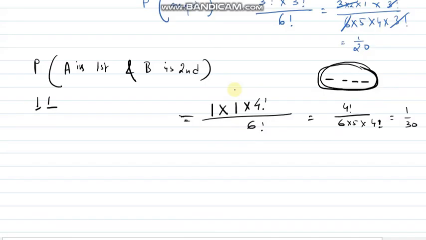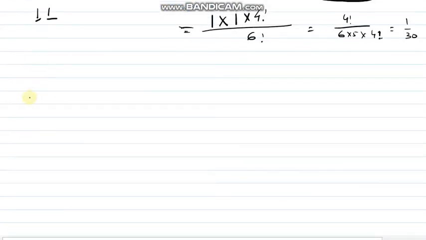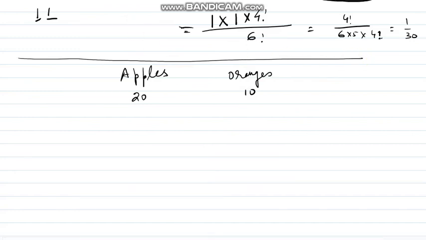Next, one more sum I am going to show you regarding this combination. We are going to need it later on. So suppose, just read the sum, and I am just going to put down the required information, nothing else. A basket contains 20 apples and 10 oranges. So total apples I have 20 and oranges I have 10. Out of which 5 apples and 3 oranges are defective. So I have 5 apples defective and 3 oranges defective, right?